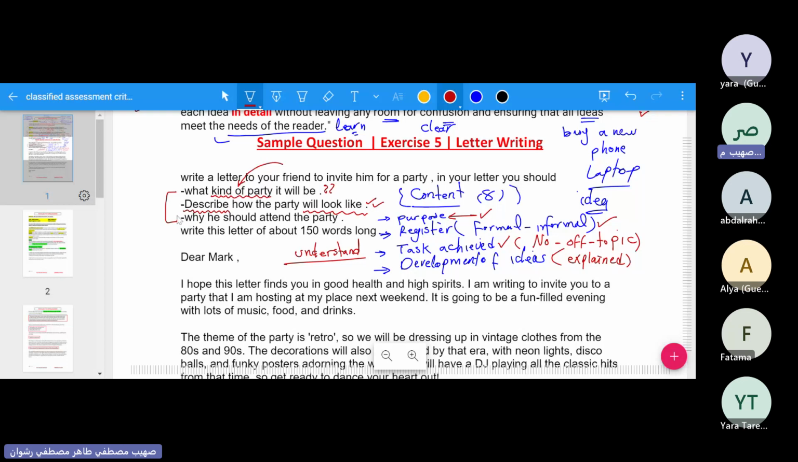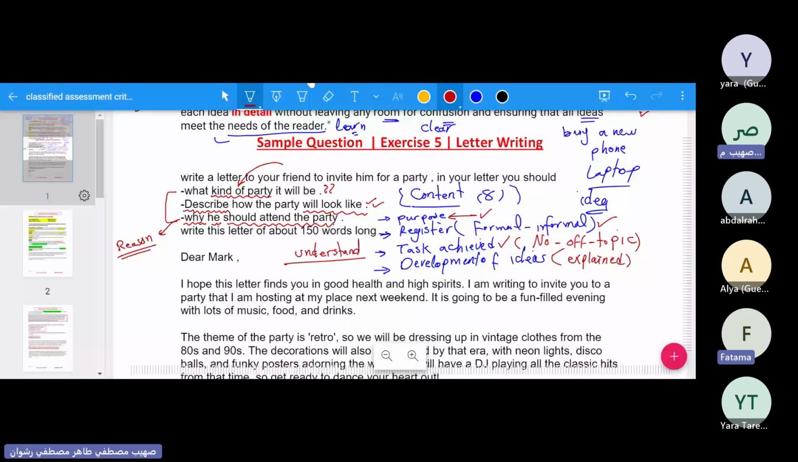The last point asked me why my friend should attend the party. It means here you should explain why you need your friend to attend the party. If you wrote about why he should attend the party, so you achieved the task. Now is it clear?